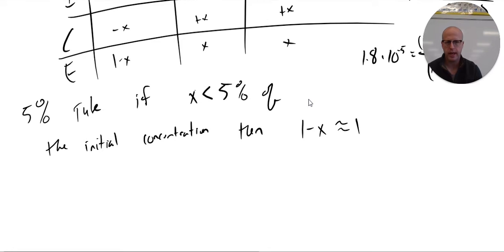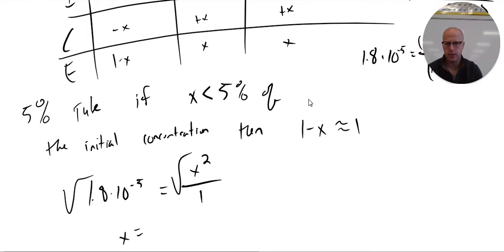So this simplifies my Ka. Now it's 1.8 times 10 to the negative fifth is equal to x squared over 1. What's a much simpler equation to solve? So I multiply through, solve for x. I'm going to square root both sides, and x is equal to, let me get my calculator out real quick and do this.